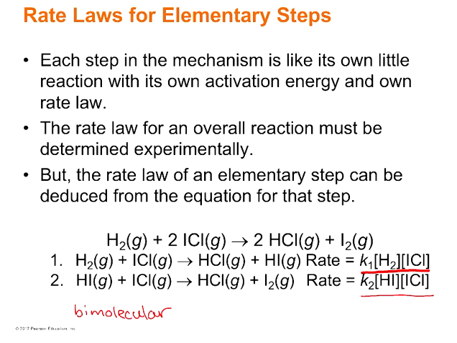Now, the rate law for an overall reaction must be determined experimentally. So we would have to, for instance, determine the initial rate for the overall reaction, and then compare that to concentrations of the reactants, and determine the order of the reaction that way. But the rate law of an elementary step can be deduced from the equation for that step. So you'll notice down below that the rate laws here depend on the reactants.